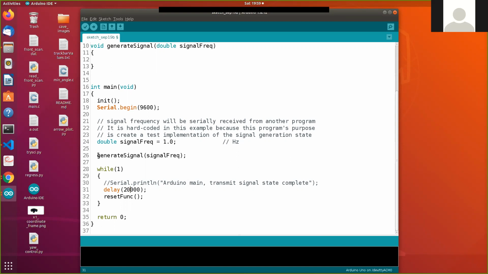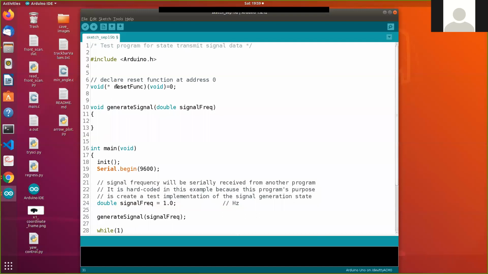We're going to call a function called generate signal. We'll pass it our signal frequency. This function is just an empty shell right now. Then this program will go into an infinite while loop, which is basically just going to sit here for 20 seconds. After 20 seconds, it will call the reset function, which was coded up here. What the reset function does is point program memory back to address 0, which does a complete reset and would start this code running over again.